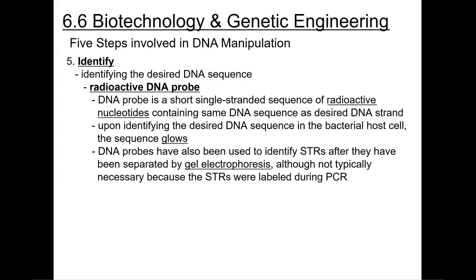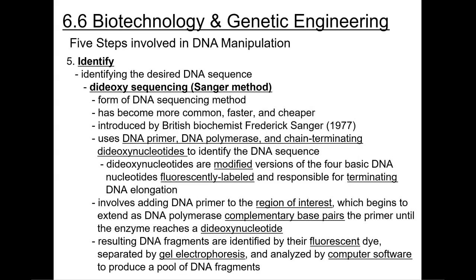That DNA probe is going to have also been used to identify the STRs after they've been separated by gel electrophoresis. So remember, that's your short tandem repeats. Although not typically necessary because STRs are going to be labeled during PCR, so you don't have to do this, but you can see them that way. And then you go in and you're going to identify that desired DNA sequence using dideoxy sequencing or the Sanger method. So a form of DNA sequencing method is what this is.